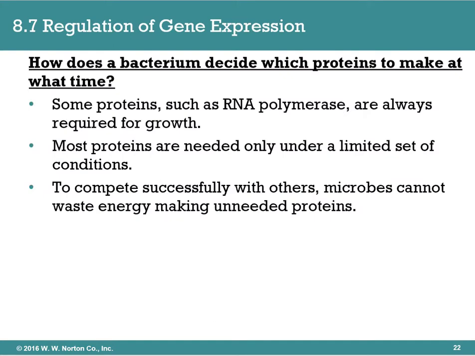Now we're going to go into another concept: how do we regulate gene expression? There are some proteins that are always required, such as RNA polymerase. RNA polymerase is specifically required for growth, so you always need it. You're always needing to make proteins of some sort. Most proteins are needed only under limited circumstances, meaning they're not necessary all the time. They're only needed if you need to metabolize something, and then they're not needed anymore. So how does a cell know when to utilize and when not? That's what we're going to talk about in terms of bacteria.